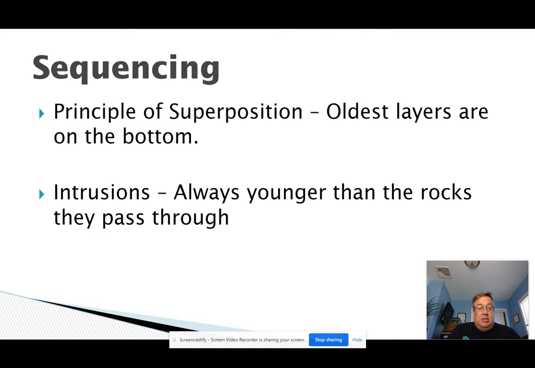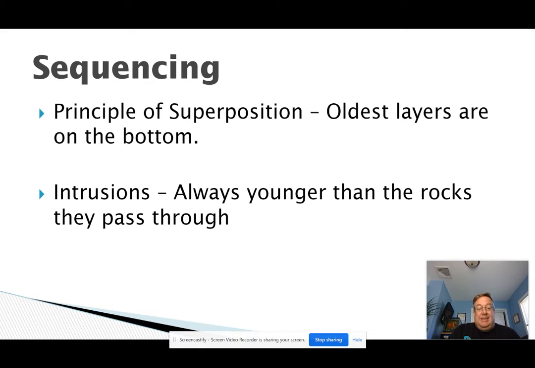So the first thing to understand is the principle of superposition. All this basically means is unless I tell you otherwise, you always assume that the oldest rock layer is at the bottom, which makes sense. Unless you hear a word like overturning, or uplift and overturn, you will assume that the oldest rock layer is at the bottom.